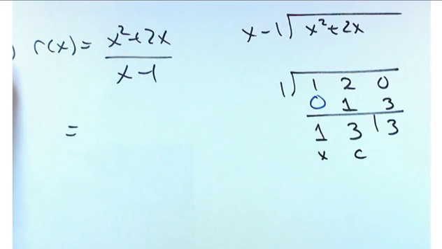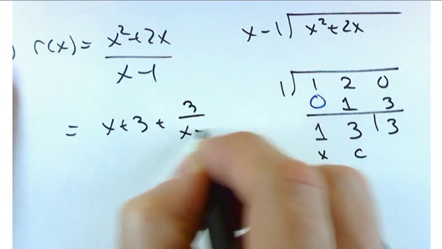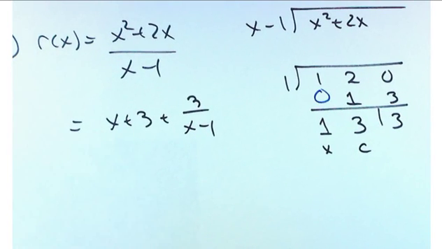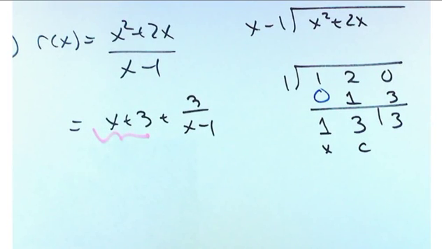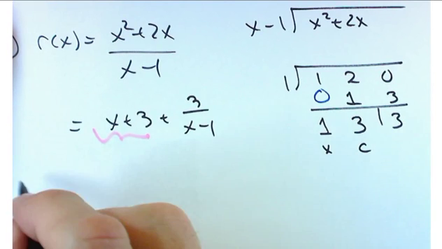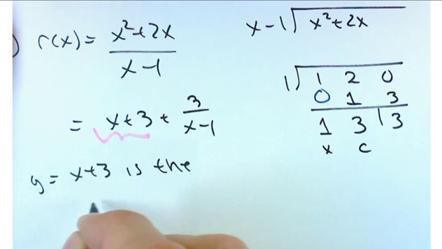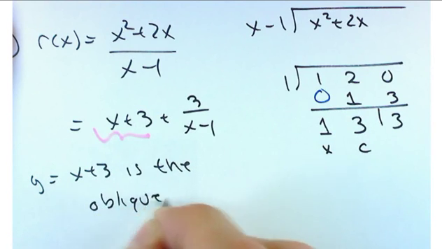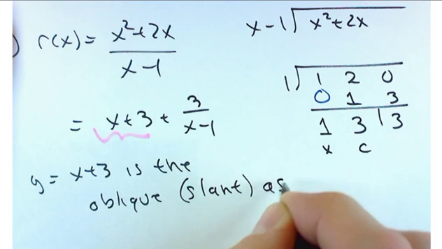That's your term in x. So this is x plus 3 over x minus 1. In particular, that x plus 3 was what's called your quotient. And that x plus 3 is your oblique asymptote. So y equals x plus 3 is the oblique or slant asymptote.